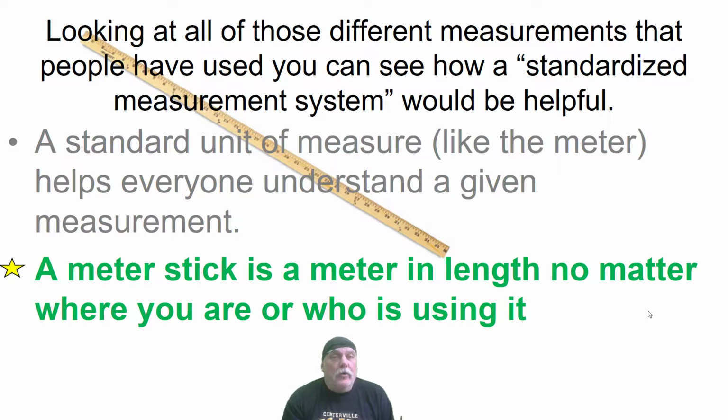And what's cool about a meter is a meter stick is the same meter of length no matter where I am. So if I'm here in the United States, a meter stick is a meter stick. It's a certain amount of length. If I'm in England, it's the same length. If I'm in France, it's the same length. If I'm in Japan, it's the same length. It doesn't matter. A meter is a standardized unit of measurement that everybody agrees what it is.